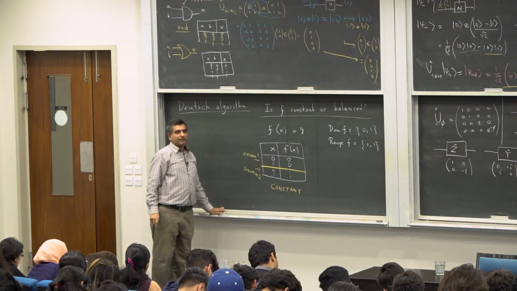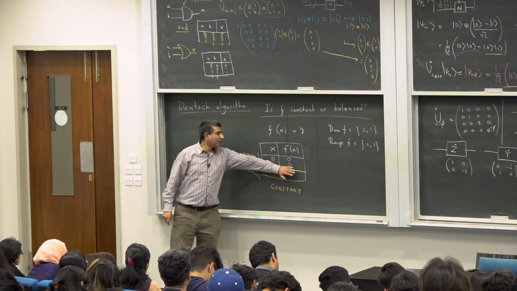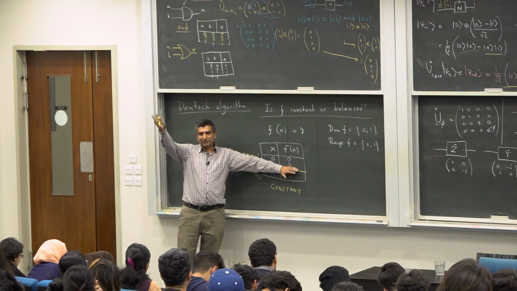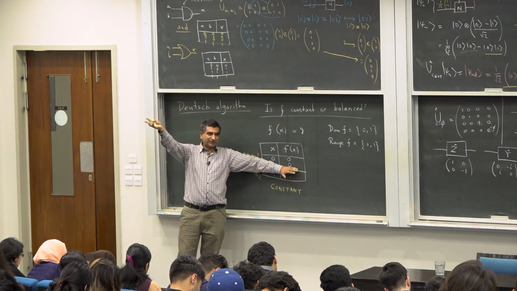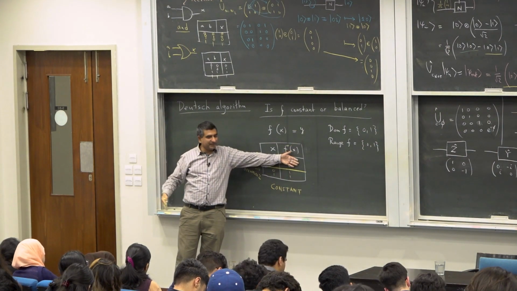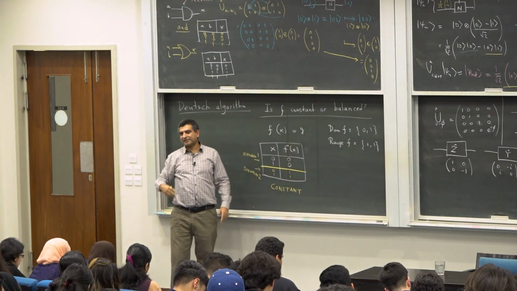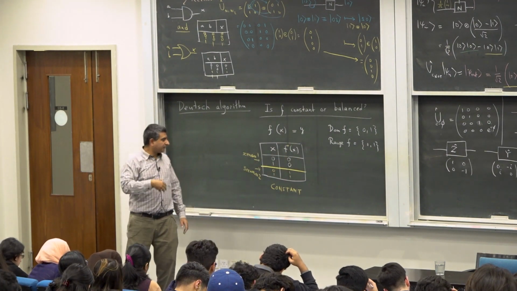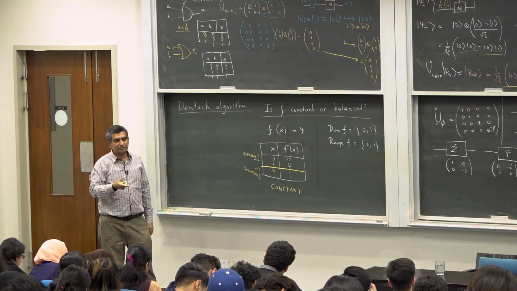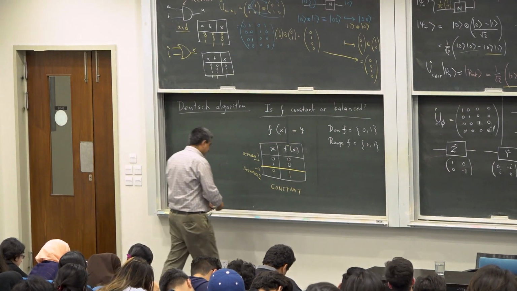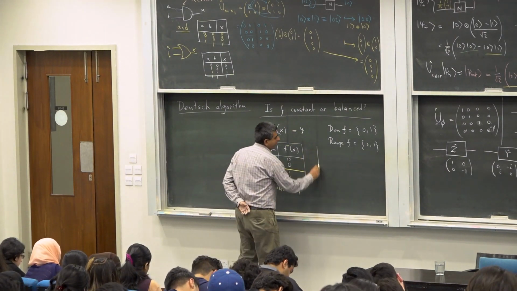So there are two possibilities. One is that the function output is always 0, no matter what the input is. The other possibility is that the function output is always 1, no matter what the input is. This is an example of a function that we can call constant. The other possibility is for a balanced function.